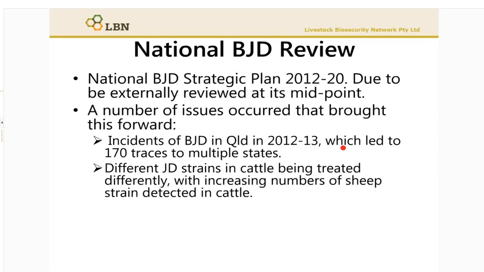The other thing which we discussed earlier, which became quite clear, is that the different JD strains in cattle were being treated differently, and we were seeing increasing numbers of sheep strains infected in cattle. And so, previously, if a market assurance program herd broke down with disease and it was shown to be ovine strain, under the previous national standard definitions and rules, that didn't affect the market assurance program status because it wasn't bovine strain.